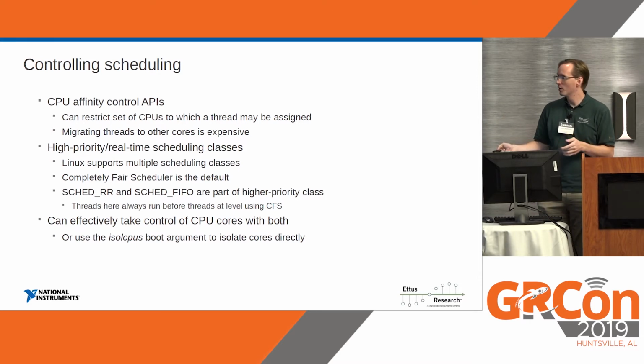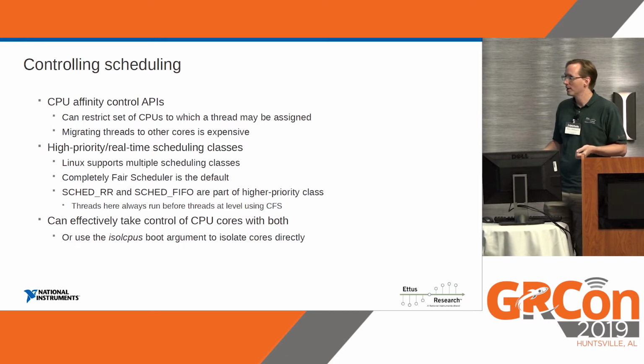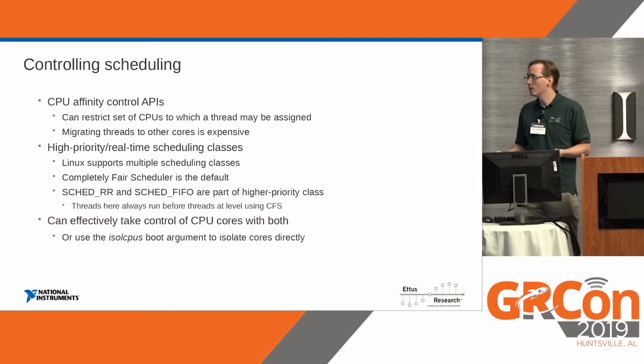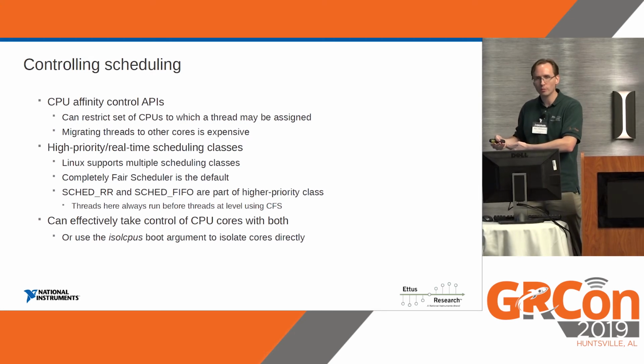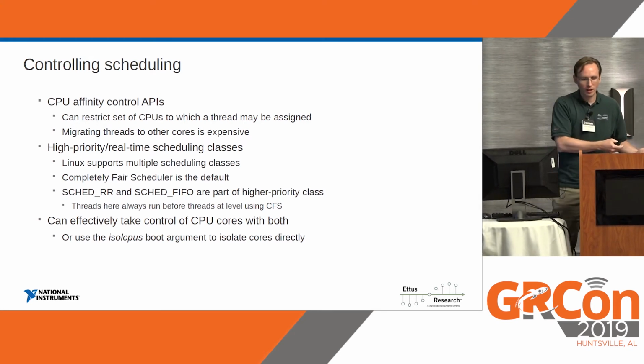And then you have high priority scheduling classes. Anything in this class will run above anything that happens in the completely fair scheduler class. With those two together, you can effectively take control of CPU cores. There is another thing on top, where you have a boot argument and you can isolate a CPU, where the mask only matches that one CPU, and that goes even further.